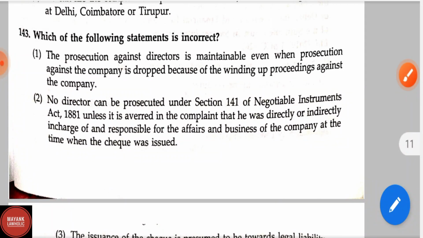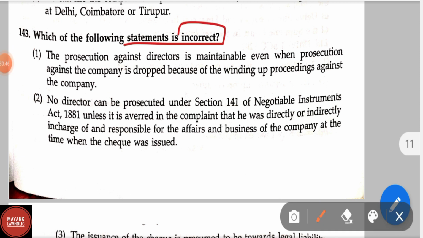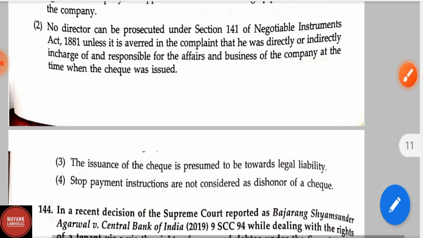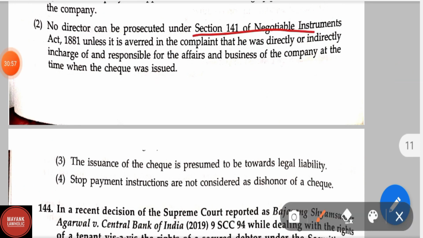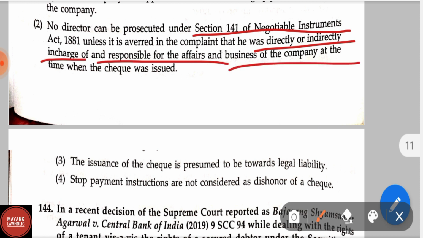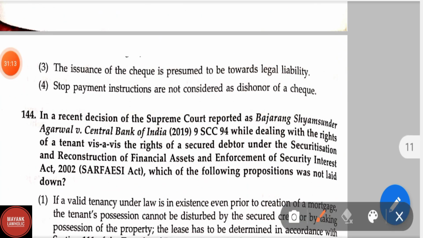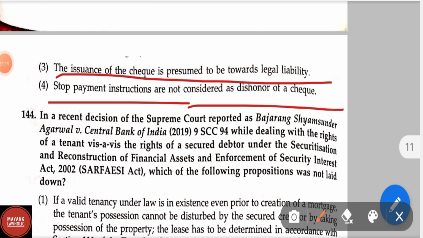Which of the following statements is incorrect? Option 1: the prosecution against a director is maintainable even when prosecution against the company is dropped because of the winding up proceeding against the company. Option 2: no director can be prosecuted under Section 141 of the Negotiable Instruments Act 1881 unless it is averred in the complaint that he was directly or indirectly in charge of and responsible for the affairs of business of the company at the time when the check was issued. Option 3: the issuance of the check is presumed to be towards legal liability. Option 4: stop payment instructions are not considered as dishonor of a check.